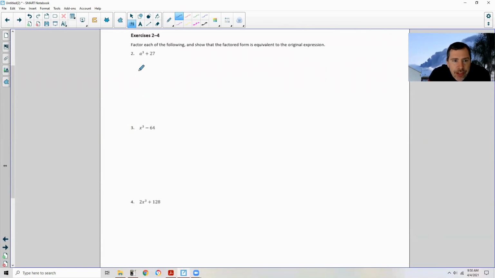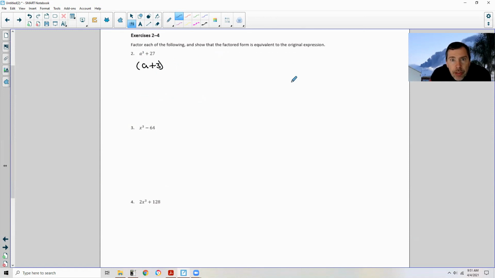But we can't just simply do this. We cannot say a plus 3, a minus 3, because that would only give us a squared. So what do we do? Well, the cube root of the first term is a, and the cube root of the second term is 3. So a plus 3 is a factor. But what is the other?